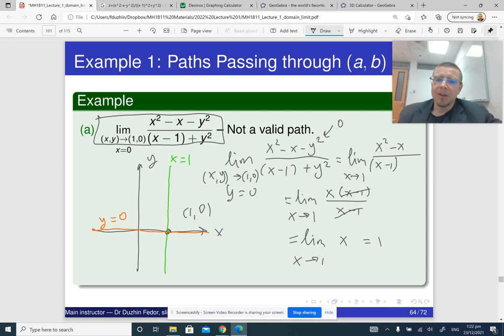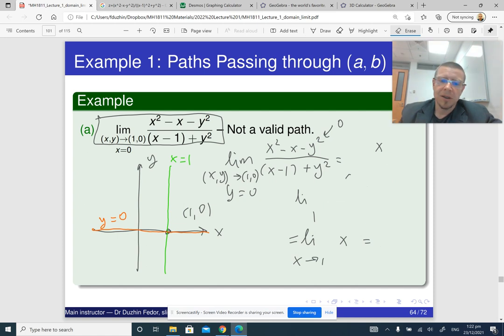All right. So what we see here is that the limit of my function along the path y equals 0 is 1. So this is 1. Okay, so let me try, well, in the same way, I'm going to find the limit of the same function at the same point, but along the path.